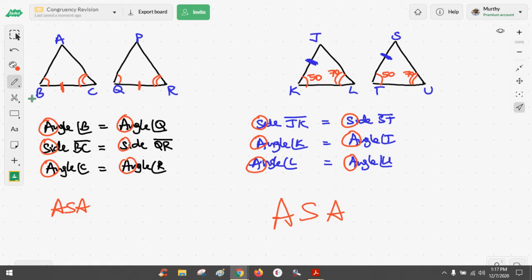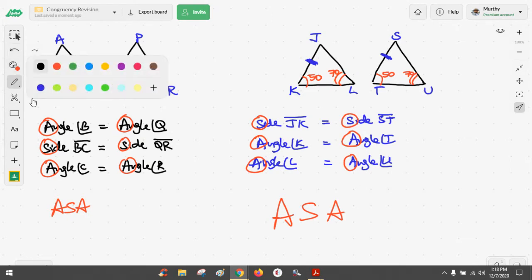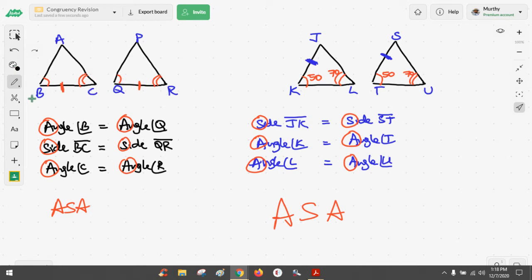The side is not in between the given two angles. You see that these two angles are marked here, and the side is not in between. So can I consider this as the ASA postulate? I would say yes. Because if you take two angles, one is 50 and the other is 70, you know that the sum of three angles of a triangle is 180. So obviously the third angle is 60 degrees.